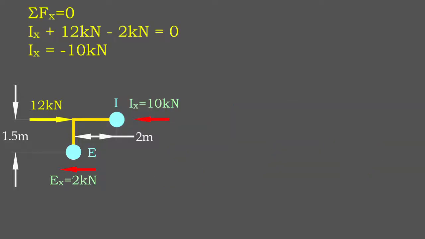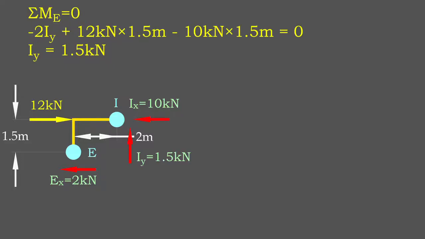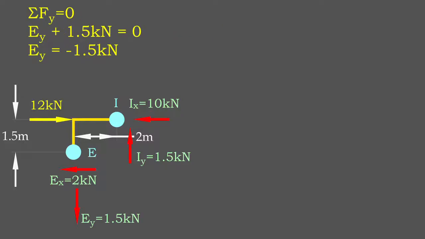By taking equilibrium in x direction, Ix equals 10 kN. Then, by taking moment about column hinge E, Iy equals 1.5 kN. Finally, by taking equilibrium in y direction, Ey equals 1.5 kN as well.